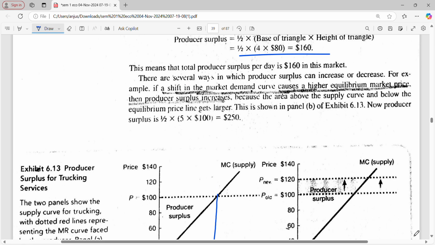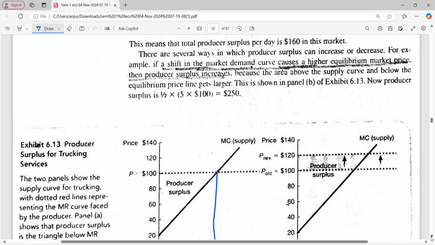And when this market price shifts, that is, when the market price increases, so this is the supply curve, and when this market price increases a bit, what happens? The equilibrium market price is also higher now. Thus the producer surplus increases. When the market price increases from 100 to 120, the area also increased. Earlier this was the area of producer surplus, but now this is also included in the producer surplus, right? So producer surplus will also increase.